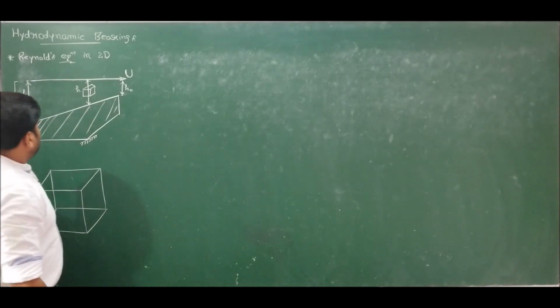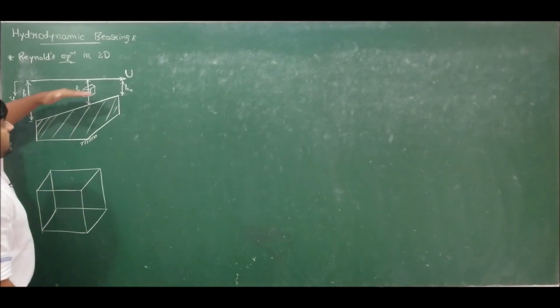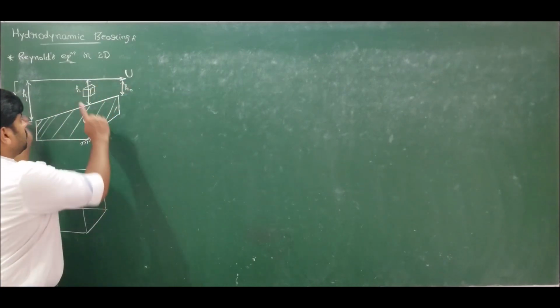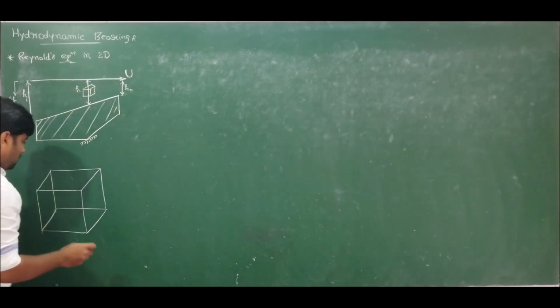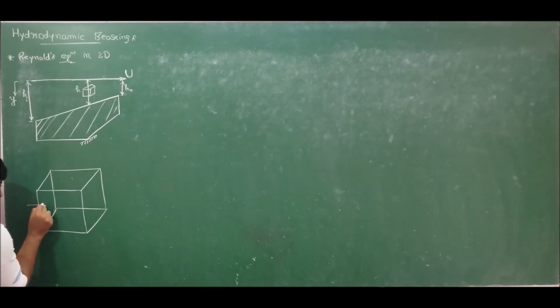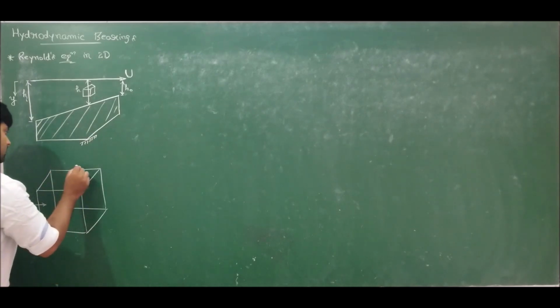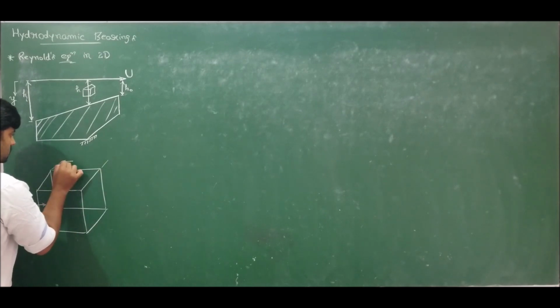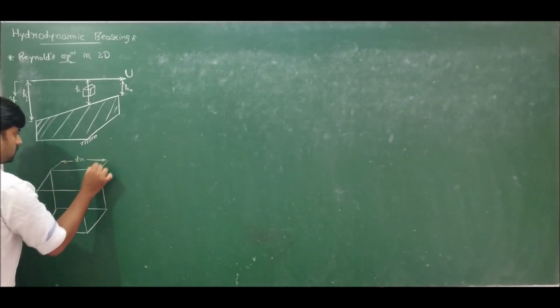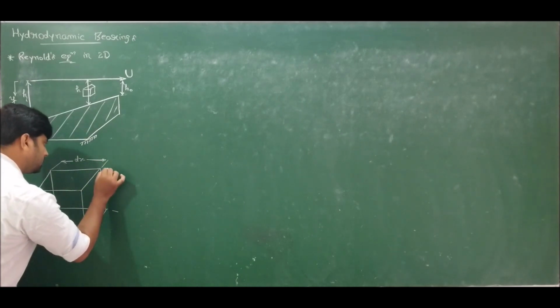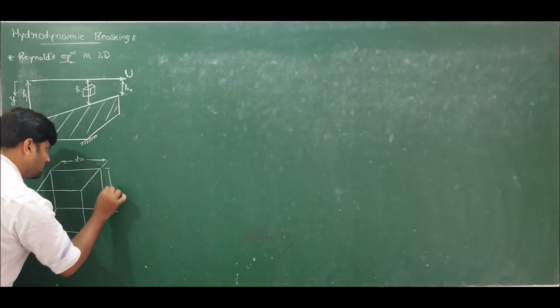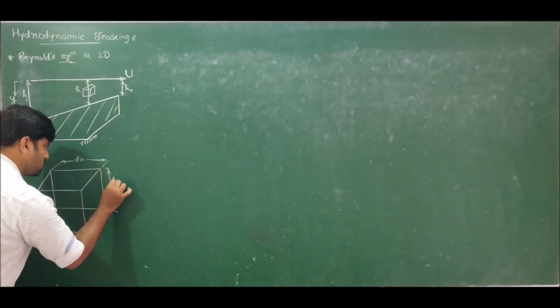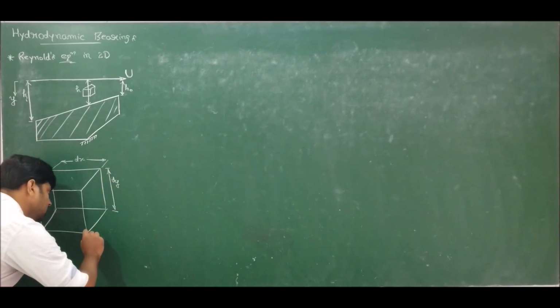Now if you observe, at the entry we have higher pressure, at the exit we have lower pressure. Due to the pressure difference, the flow happens. So here we have pressure as high, so therefore force is pressure times the area, right? Let me take this length as dx, this length as dy, and this length as dz.